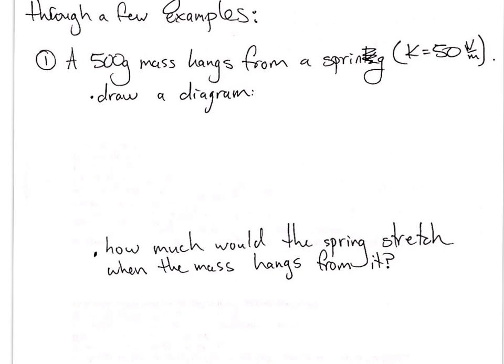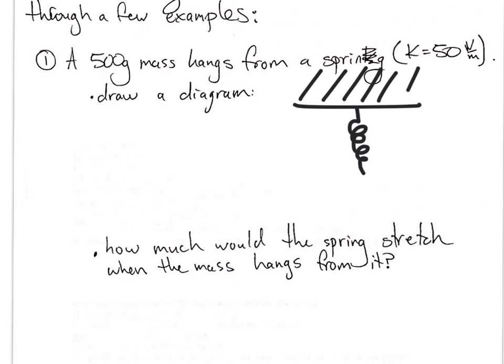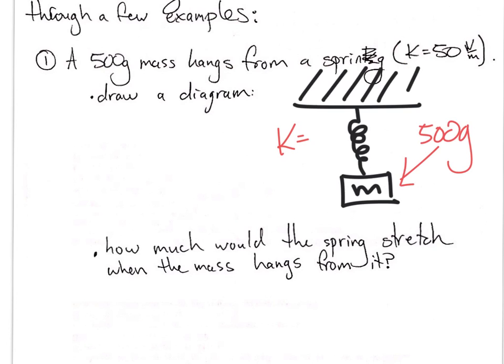Question 1 says, a 500 gram mass hangs from a spring, K equals 50 newtons per meter. So our spring constant is 50 newtons per meter. First, we're going to draw a diagram. So it's hanging. We have the ceiling, the spring, and the mass. Instead of M, maybe we would write 500 grams. And next to the spring, we could write something like K equals 50 newtons per meter.